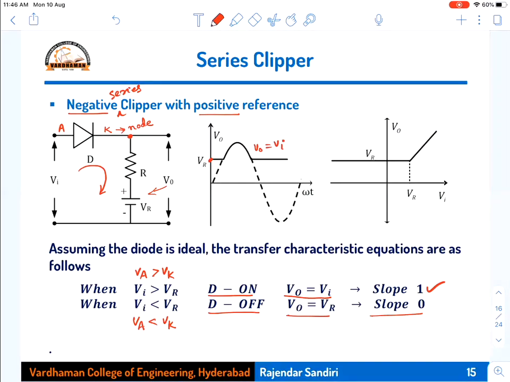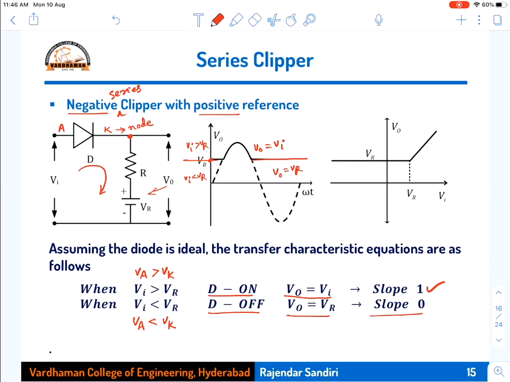And Vi is less than VR. This is the case when Vi is greater than VR, above this reference level. Vi less than VR, your output voltage is equal to VR. Just here.